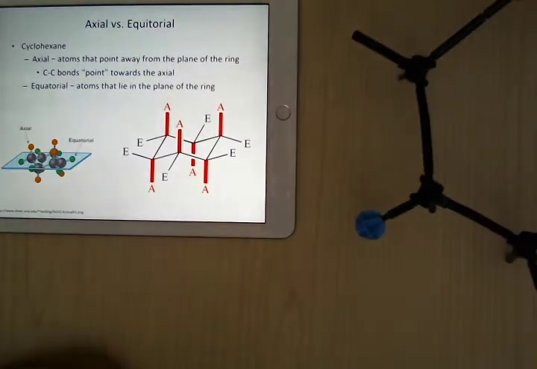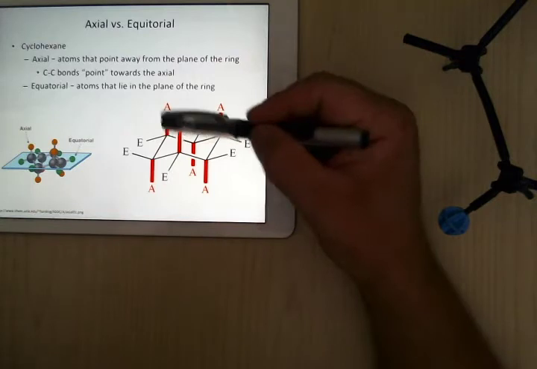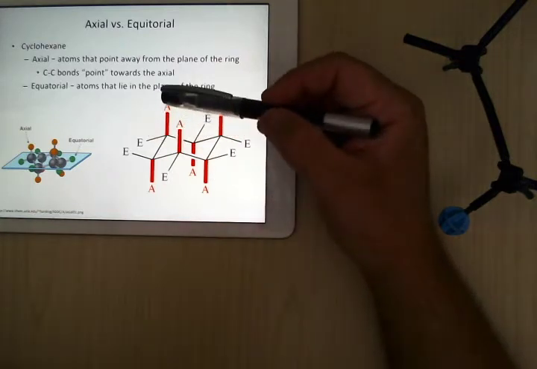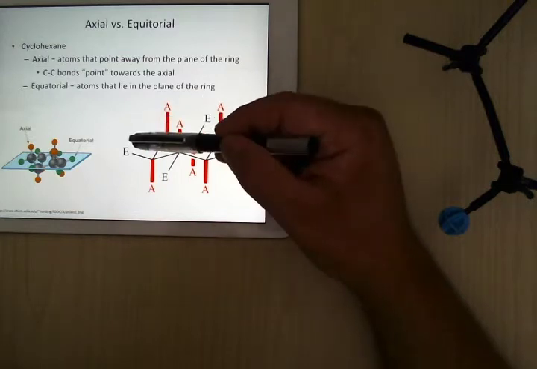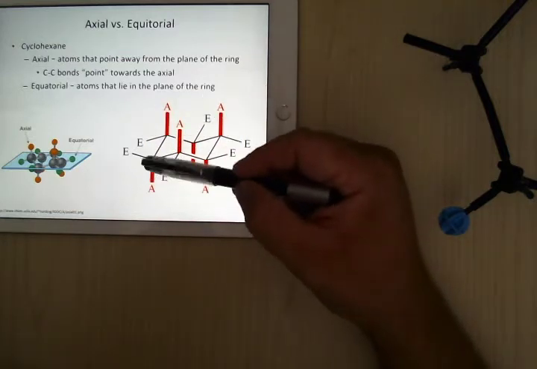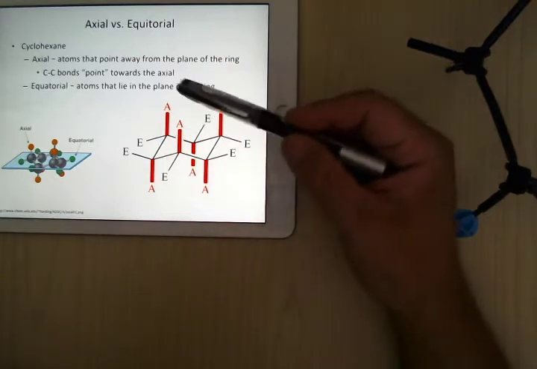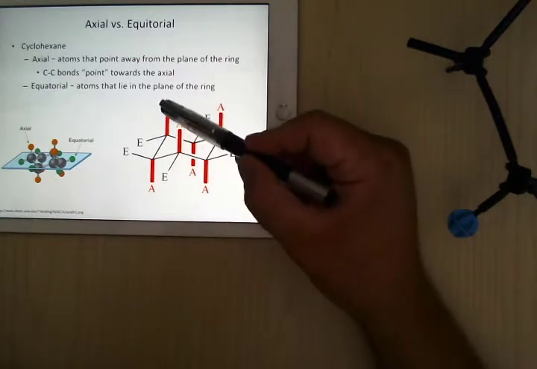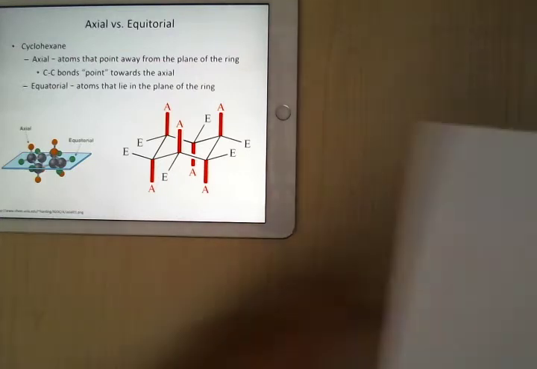So every one of these carbons has 2 groups, and one of them is going to be axial, one of them is going to be equatorial. Also, one of them is going to be up, one of them is going to be down. So this is down, this is up, down, and so on. Now the axial. If you notice, I'll draw it out here so it'll be easier to see.